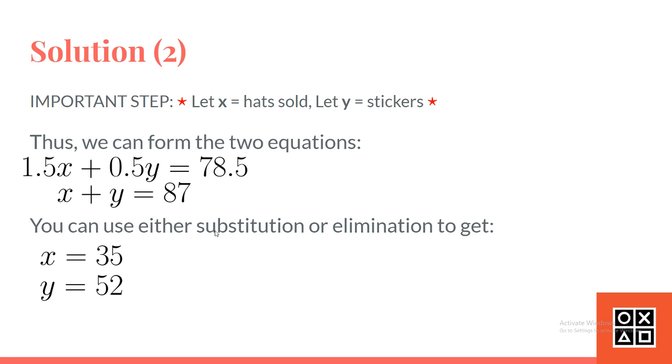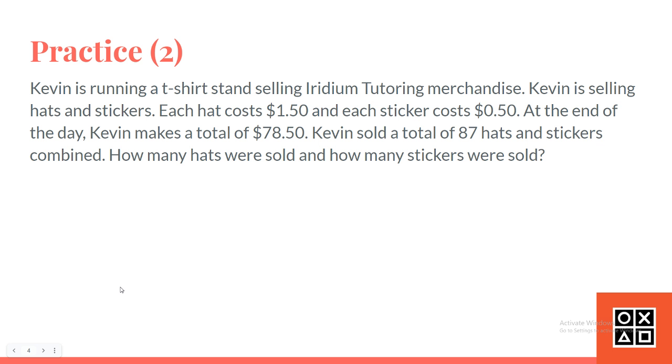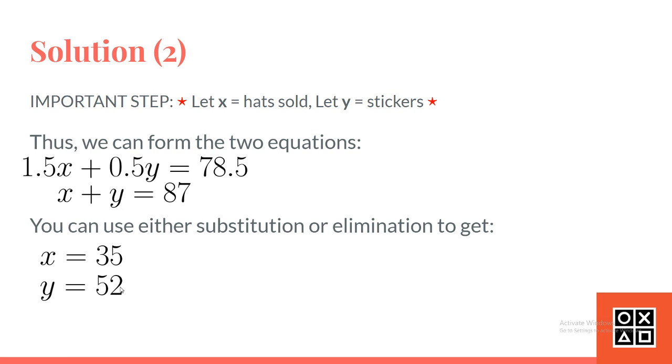And now using substitution or elimination, we get x equals 35 and y equals 52. And since we know that x equals the number of hats sold, we know that there were 35 hats sold. And for y, since it equals stickers, there were 52 stickers sold.